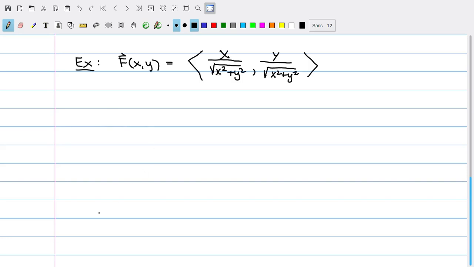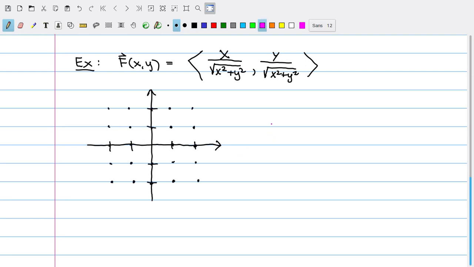In this example, I have a vector field on R2, which sends to every xy value the vector x over the square root of x squared plus y squared, y over the square root of x squared plus y squared. We can graph a vector field by drawing different arrows at particular values. I start out by making some x and y axis, like so, and I'm going to make a grid consisting of some points that I'm interested in.